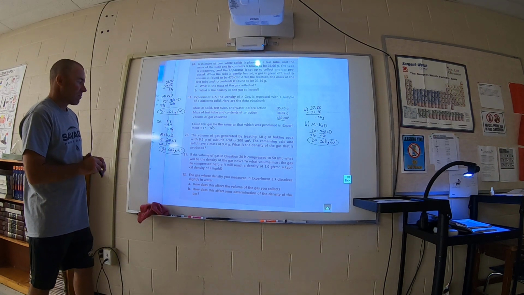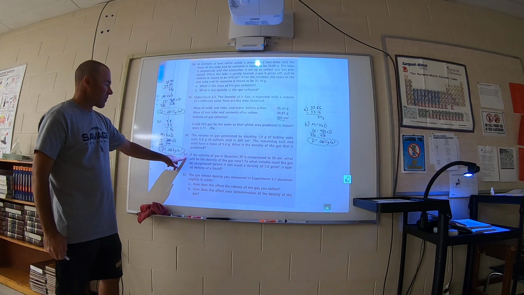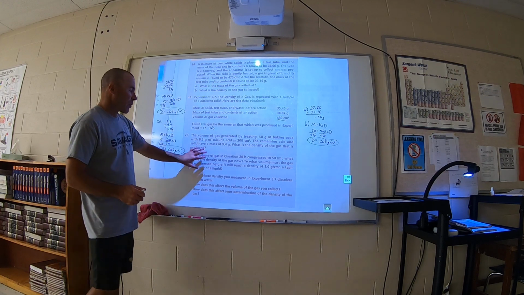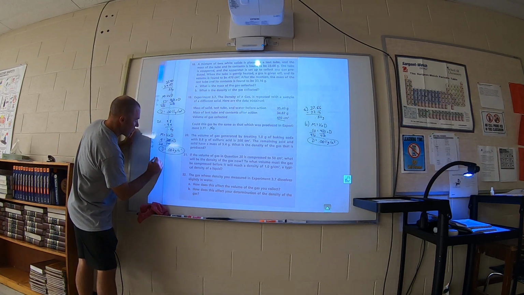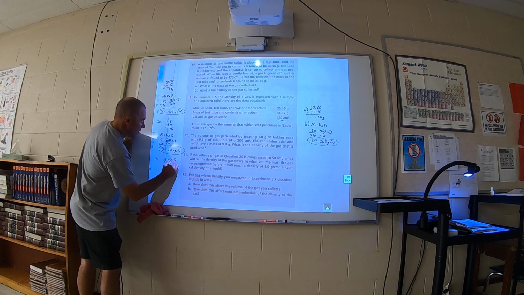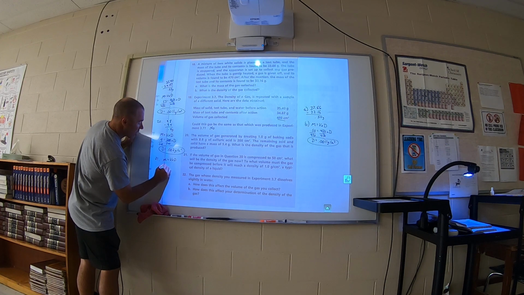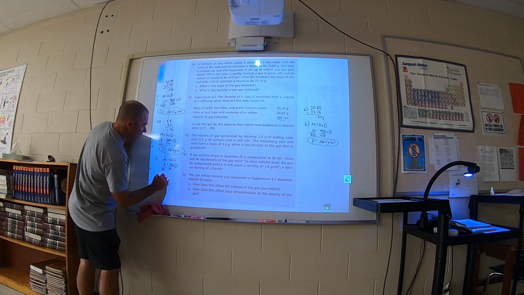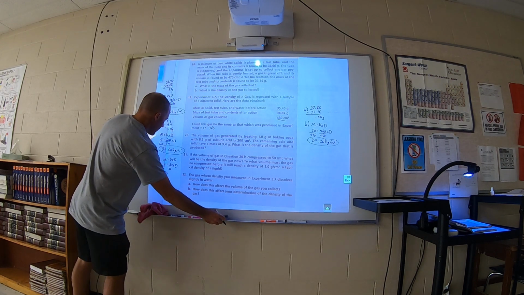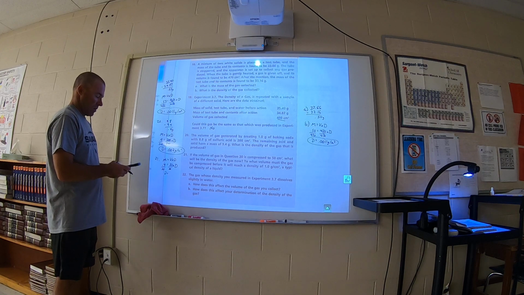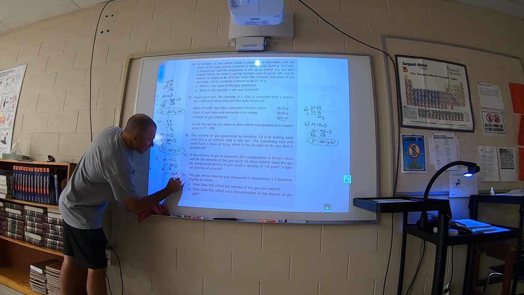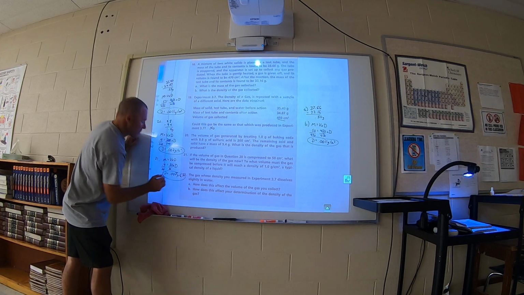Number 21 kind of continues with number 20. It says if the volume of the gas in question 20 is compressed to 50, what will be the density of the gas now? So before we go on, let's do that real quick. We know the mass is going to stay the same, so M is equal to V times D. So 0.4 is equal to 50 times D. Divide both sides by 50. And you get the density is 0.008 grams per cubic centimeter. So that's the first part of 21.